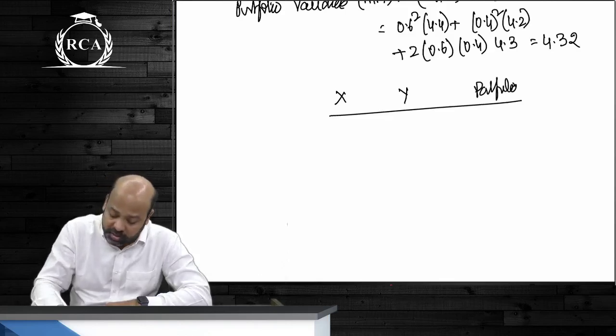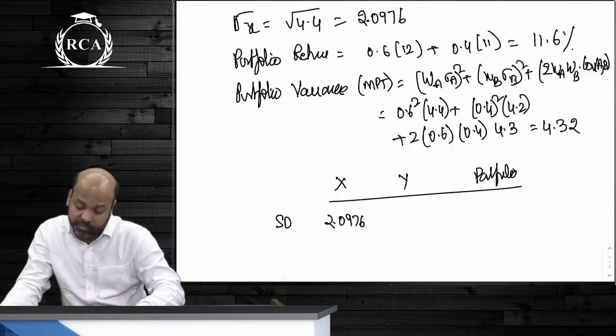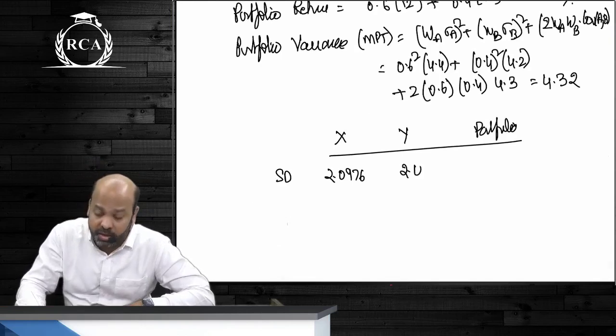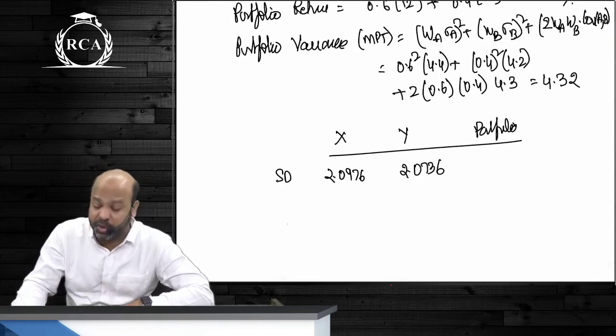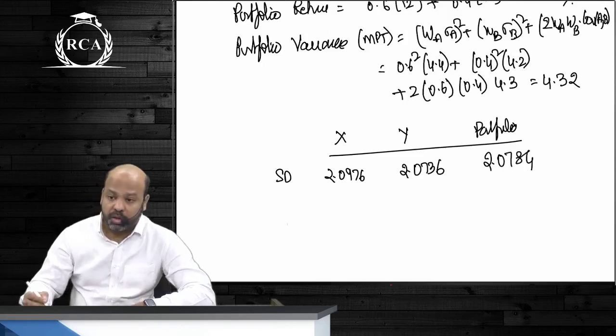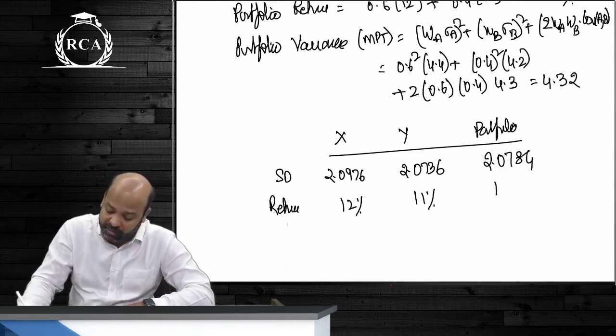What's the standard return, guys? First tell the standard deviation. What's the standard deviation of X? 2.0976. What's the standard deviation of Y? Root of 4.2, 0736. The last one, 2.0784. What are the returns? X's is 12%. Y is 11.